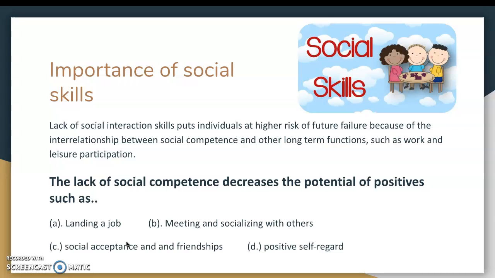So the importance of social skills. Lack of social interaction skills puts individuals at higher risk of future failure because of the interrelationship between social competence and other long-term functions, such as work and leisure participation. The lack of social competence decreases the potential of positives such as landing a job, meeting and socializing with others, social acceptance and friendships, and positive self-regard.